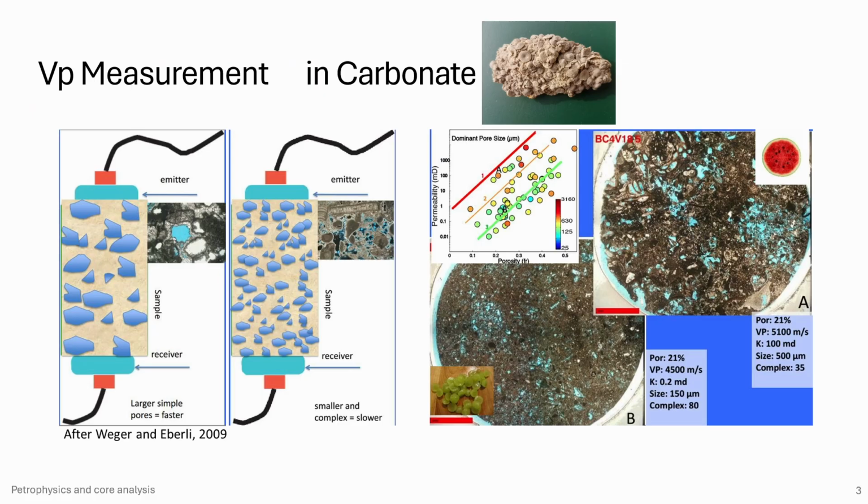This slide shows that in carbonate rocks, P-wave velocity depends strongly on pore size and pore complexity. Two samples may have the same porosity but different pore architectures, and therefore different velocities and permeabilities. This is a very important lesson for students. Porosity alone is often not enough to describe carbonate reservoirs.